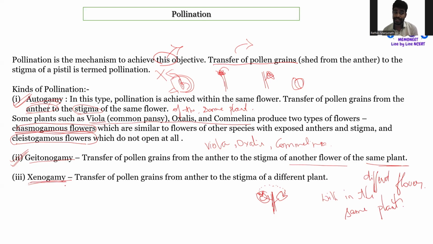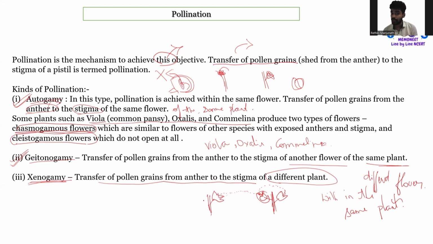So the last one is xenogamy. What do you mean by xenogamy? See, here there is a transfer of the pollen grains from the anther to the stigma of a different plant as well as a different flower. That means this is one plant, and again we have another plant here. So now the pollen grain from one plant, from the anther, is transferred to the stigma of the other plant's flower.